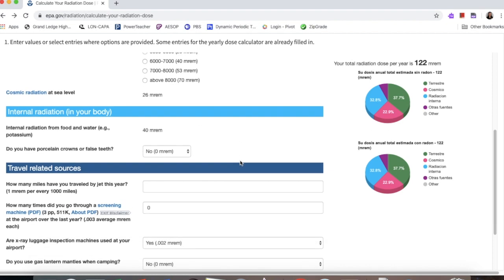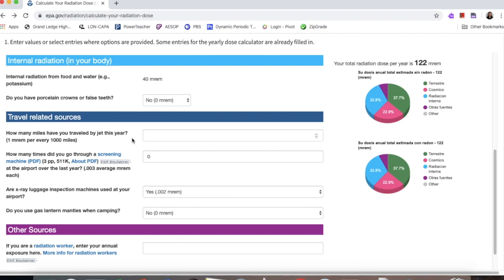Do you have porcelain crowns or false teeth? I'm going to put that as a no because I do not. How many miles have you traveled by jet this year? 1 millirem per every 1,000 miles. Well, I made a trip to Boston this last summer, and a round trip to Boston is 1,560 miles, roughly. How many times did you go through a screening machine at the airport over the last year? Well, I did it twice, so put in a 2.